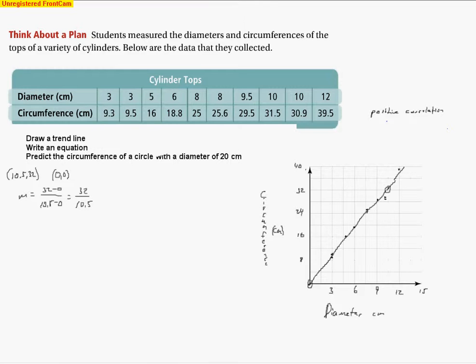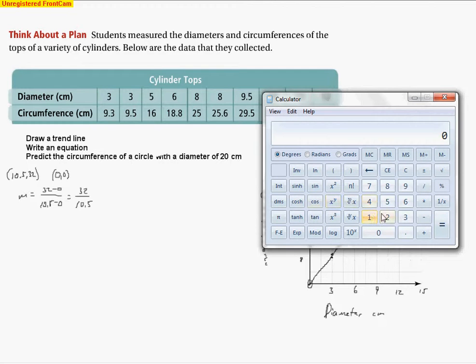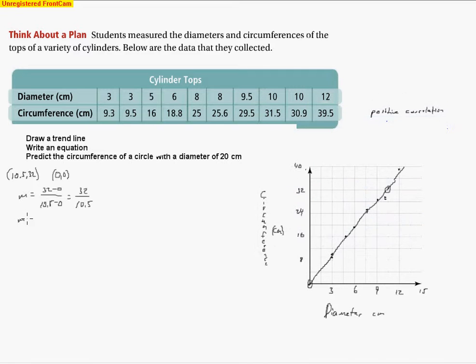So I go ahead and use the calculator there, and I'll do that division, 32 divided by 10.5, and that gives me that number. So I'm going to round that just to 3.05. So m equals 3.05. So now I'm going to use the point-slope formula. So I'll use the point (10.5, 32). So y minus 32 equals 3.05 times x minus, and then my x value was 10.5.